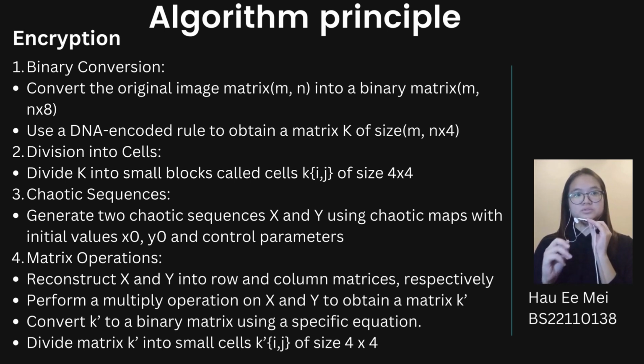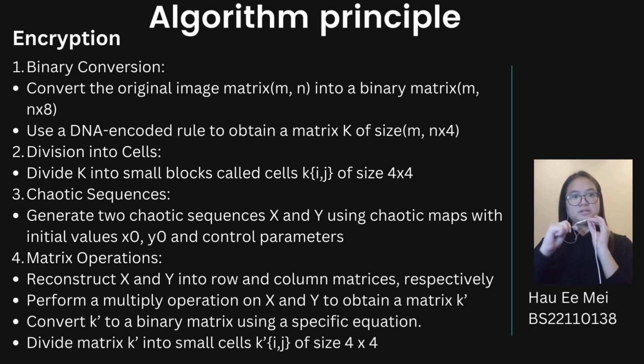Next, we use the DNA encode rule to obtain a matrix K of size M by N times 4. Then we divide K into small blocks called cells, Kij, of size 4 by 4. The third step is chaotic sequences, which generates two chaotic sequences x and y using chaotic maps with initial values x0, y0 and the control parameters.